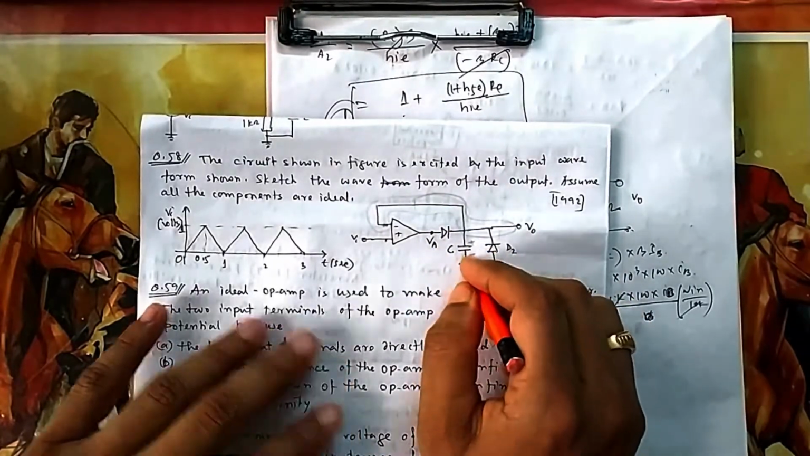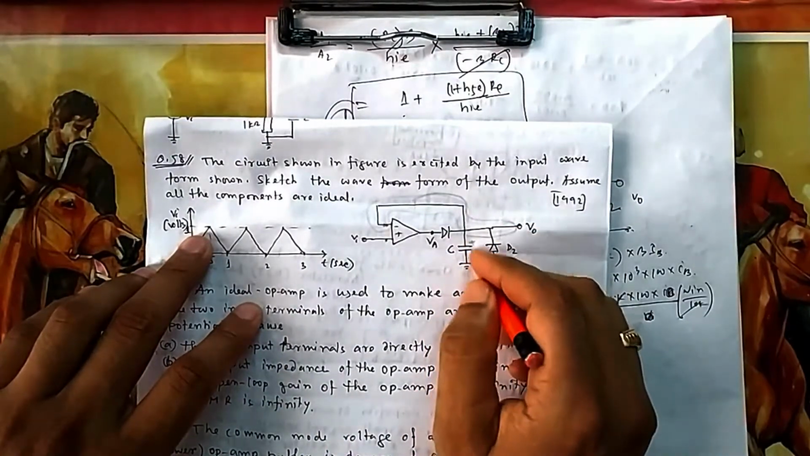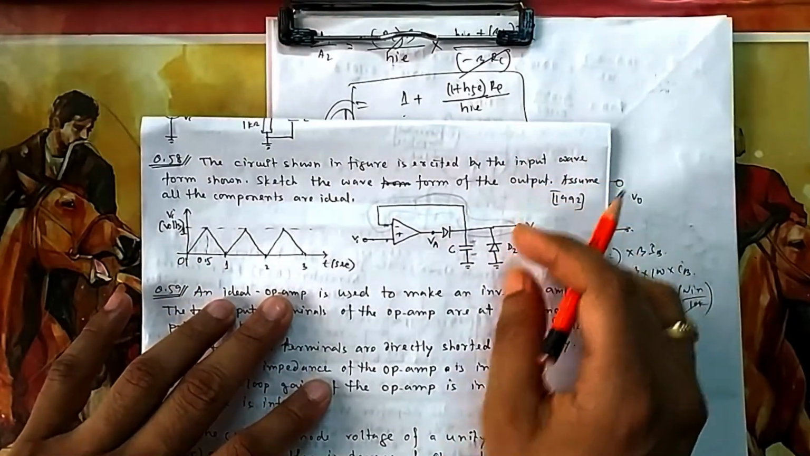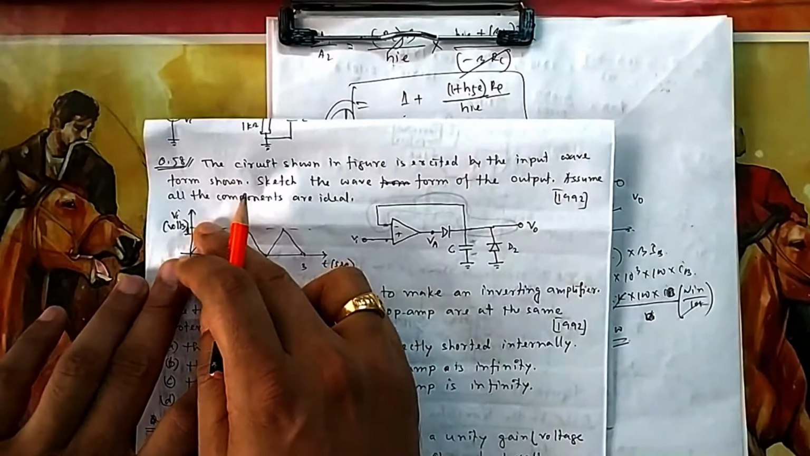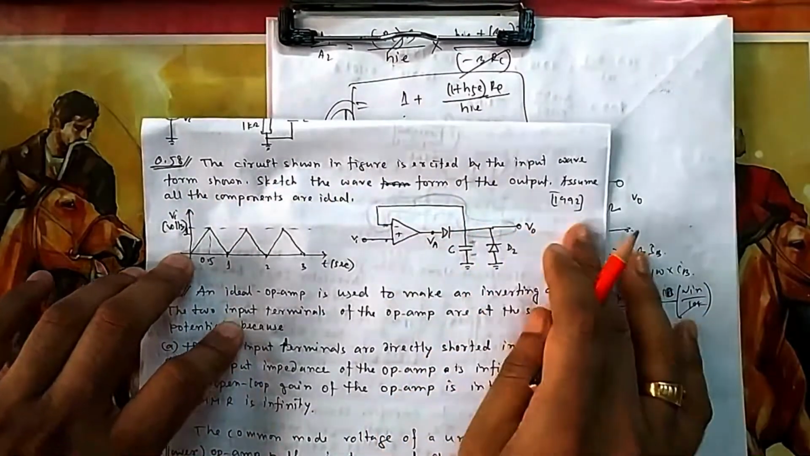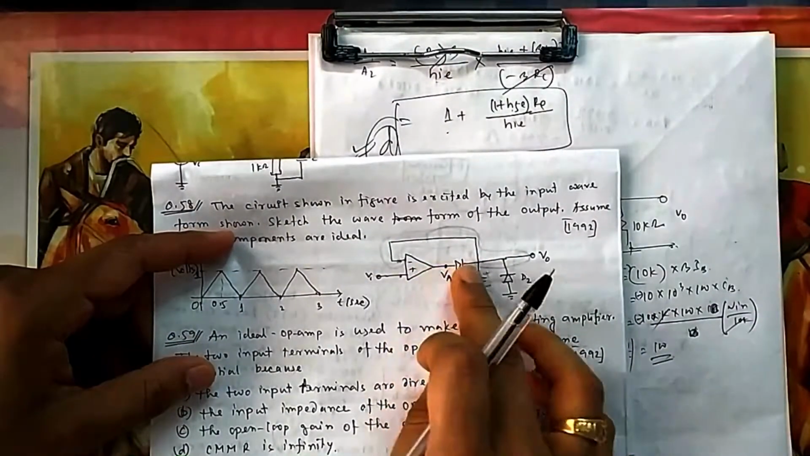So the capacitor will remain at the same voltage. It will not discharge. Because the capacitor is not able to discharge, this voltage will remain fixed. So your V0 will remain fixed. Initially it will rise to this voltage, then it will remain fixed because there is no option for discharging. And your op-amp will also be off, because this diode is off.